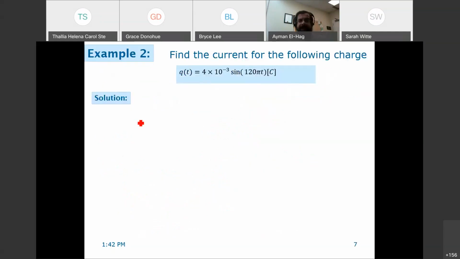Now, the other question says that we have the charge. The charge Q is equal to 4 times 10 to the minus 3 sine 120 pi t, and this is in coulomb. We want to find what the current is. This charge, as you can see clearly, is sinusoidal. It changes with time. So I want to find the current. We know that I is equal to dq by dt.